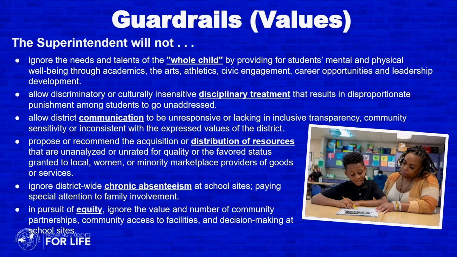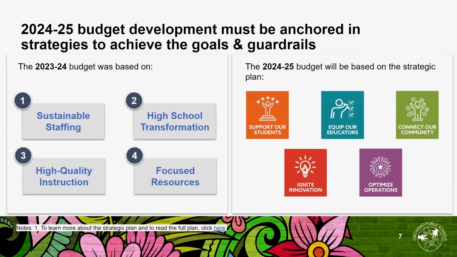And next slide helps us understand the framework through which we can organize that thinking. For this school year, when we were going through budget development last spring, we did not yet have a final strategic plan. So we based this year's budget on four key focus areas. How do we sustain staffing? Think about continued transformation of our high schools and embedding high quality instruction into all of our classrooms and schools, and thinking about equity through focused resources. So those are the four pillars that guided the current year's budget process.